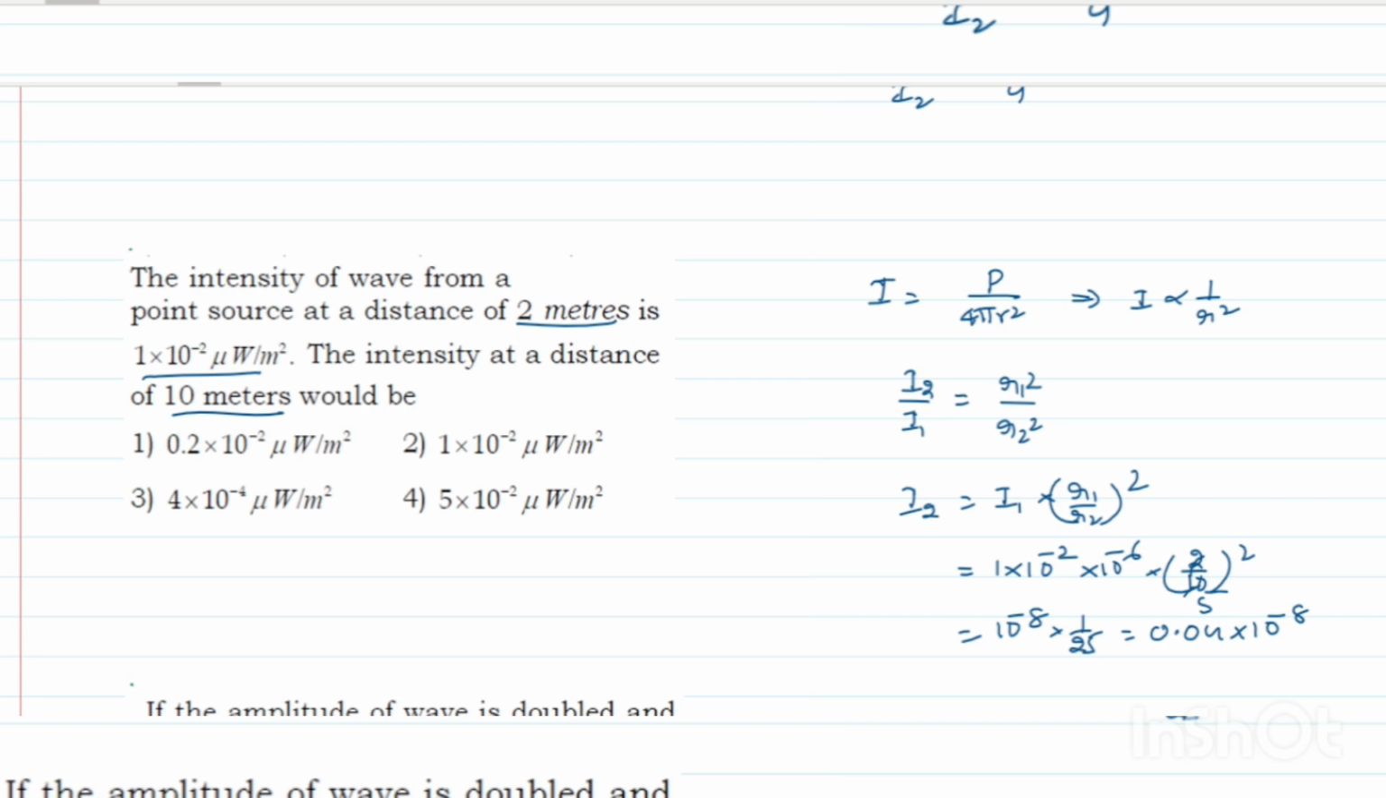Here you can write it as 4 into 10 power minus 2 into 10 power minus 2 into 10 power minus 6, students. Here it's nothing but 4 into 10 power minus 4 microwatt per meter square you will be getting. So this is the correct answer.